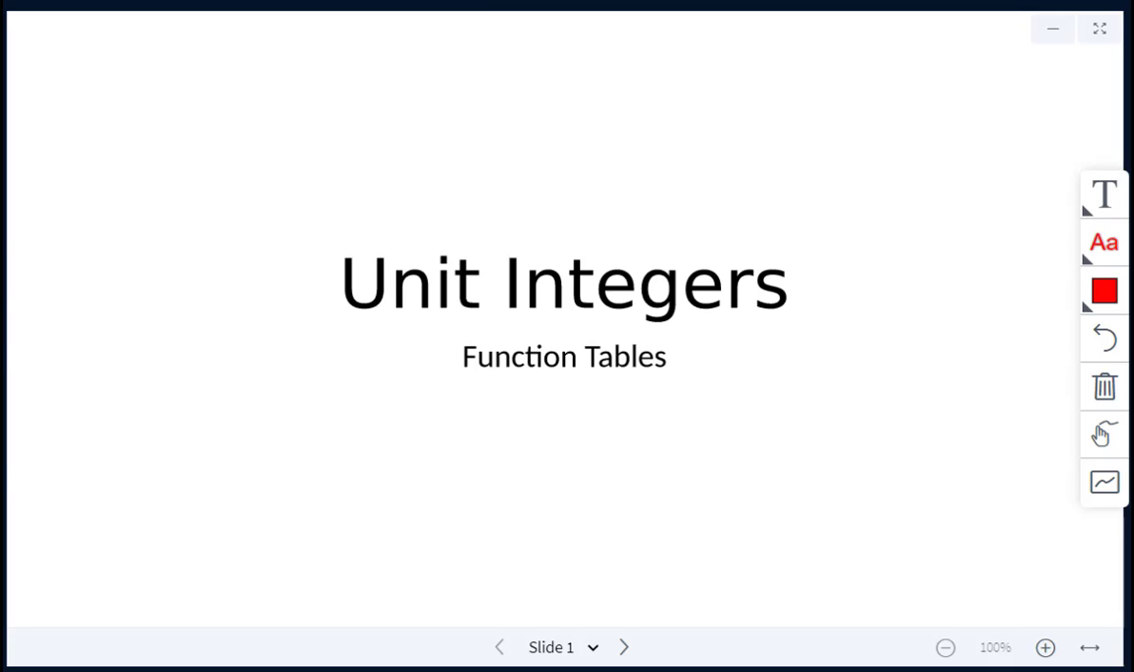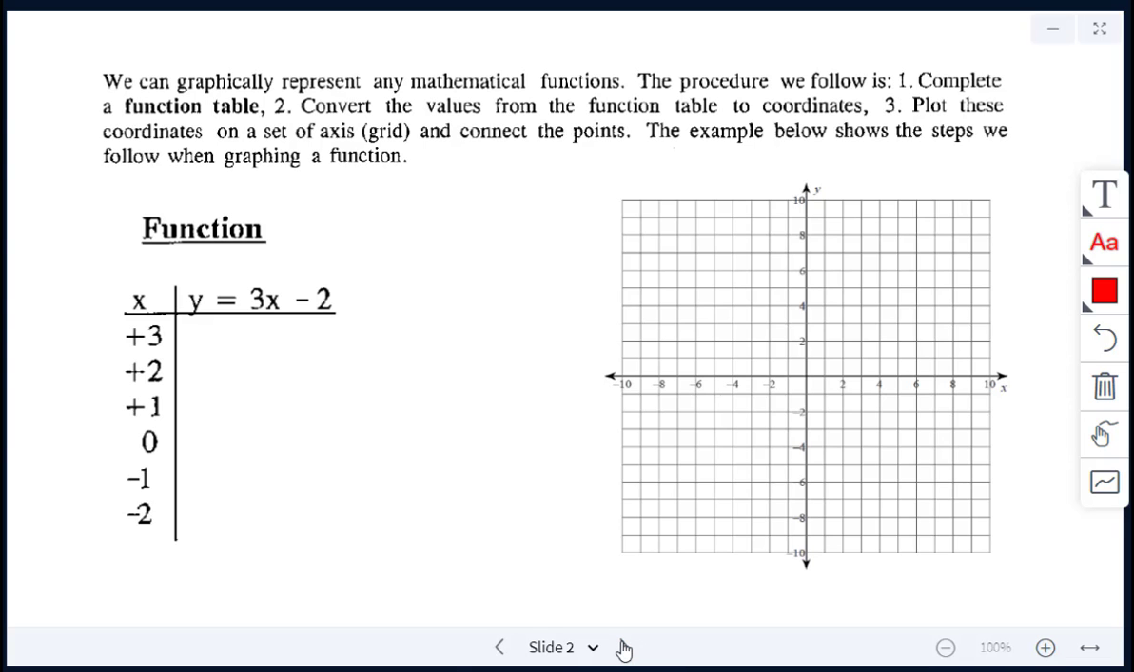All right, so our last lesson for the unit on integers is function tables, which will be a review. We can graphically represent any mathematical function. The first thing we do is we have our function here. This is our function, y equals 3x minus 2. This is our function table. We're going to convert the values from the function table to coordinates, then plot them on the grid here and connect the points.